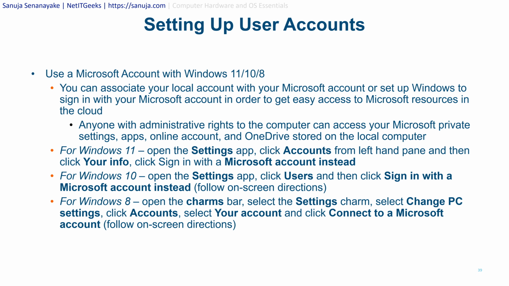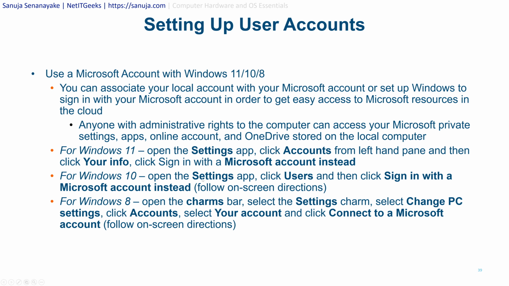For Windows 11, open the Settings app. Click Accounts from the left hand pane and then click Your Info, then click Sign in with the Microsoft account instead, and that will link your local account to the Microsoft account.